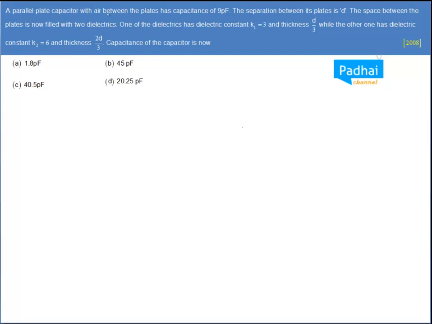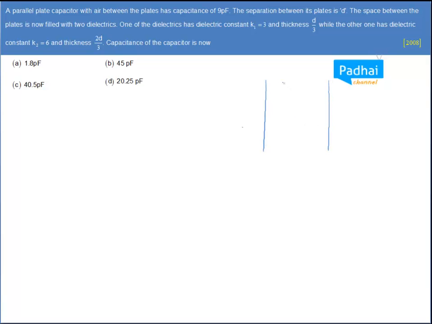A parallel plate capacitor with air between the plates has a capacitance of 9 picofarad, right? The separation between the plates is D. The space between the plates is now filled with two dielectrics, right? One of the dielectrics has a dielectric constant 3 and thickness D by 3. Let us first of all draw it.